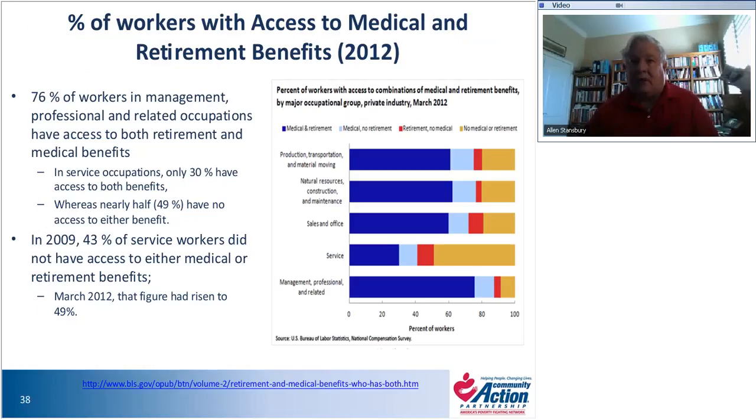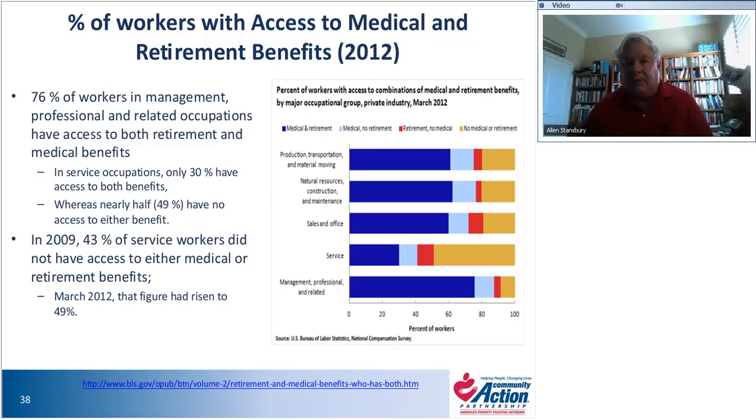Going on to the next slide is dealing with workers with access to medical and retirement benefits. This is as of 2012, and this is a study that was performed for the Bureau of Labor Statistics. 76% of workers in management profession and other related occupations have access to both retirement. But in 2009, 43% of service workers didn't have access. By March of 2012, that figure went from 43% to 49%.